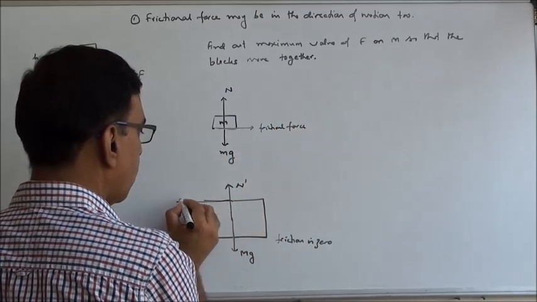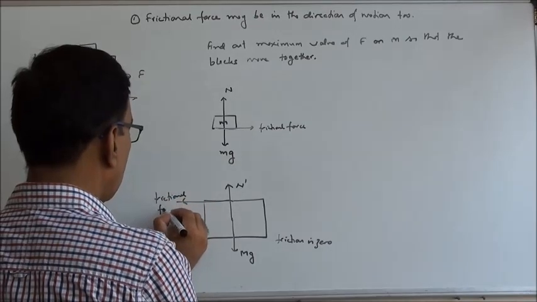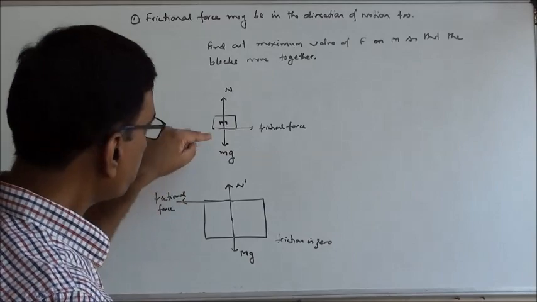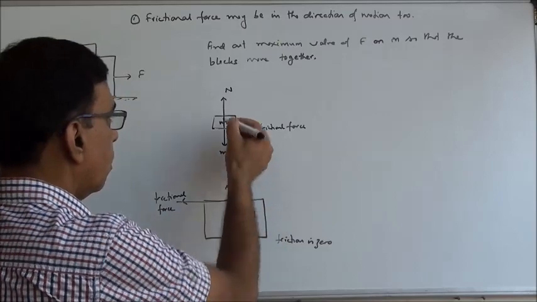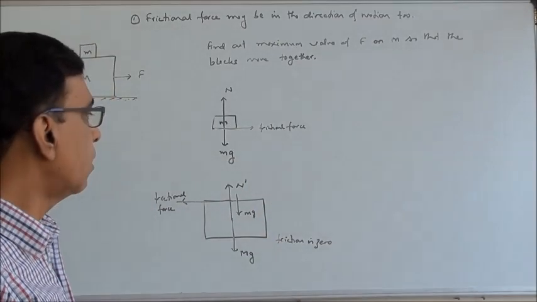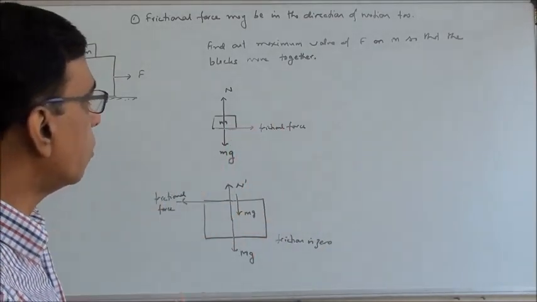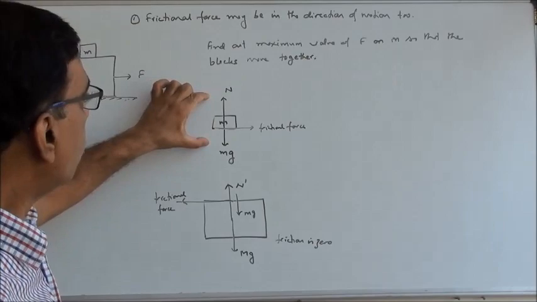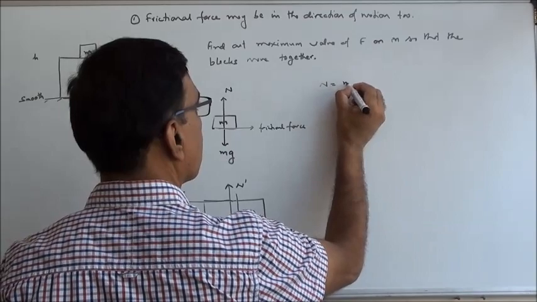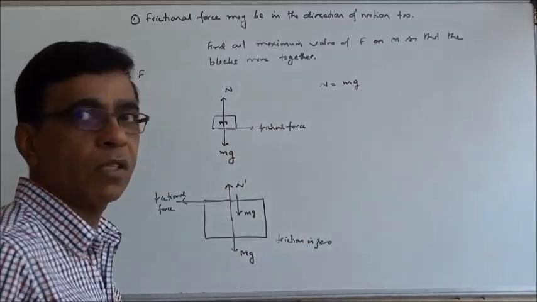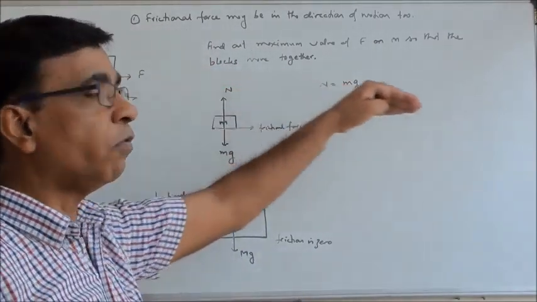On the bigger block, it will be in the opposite direction. And there is another force on it, the weight of the upper block. So these are all the forces acting on the upper block. Normal reaction and mg balance, and this frictional force provides the necessary force which is responsible for the acceleration.